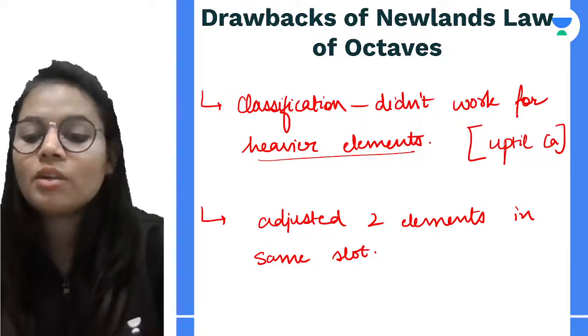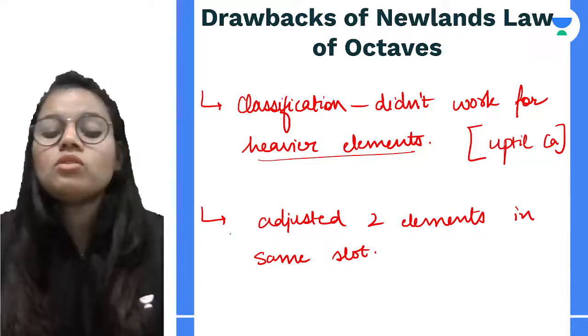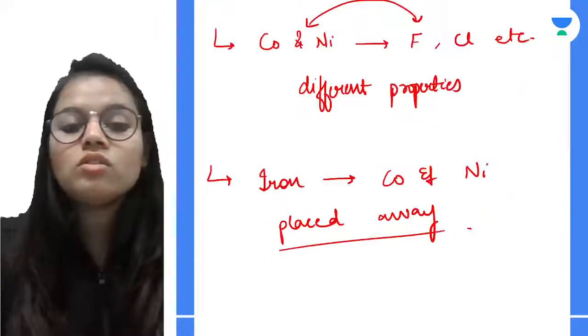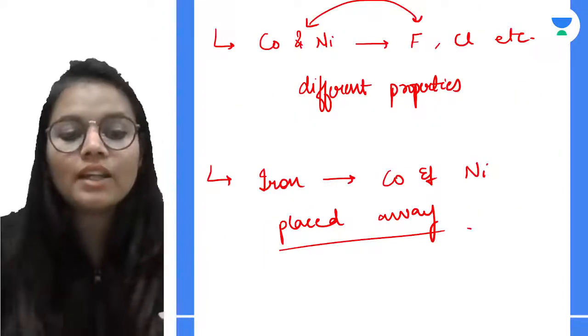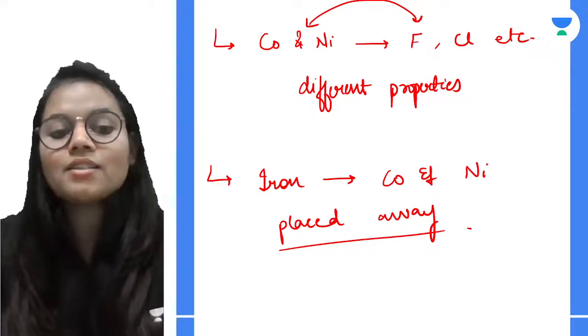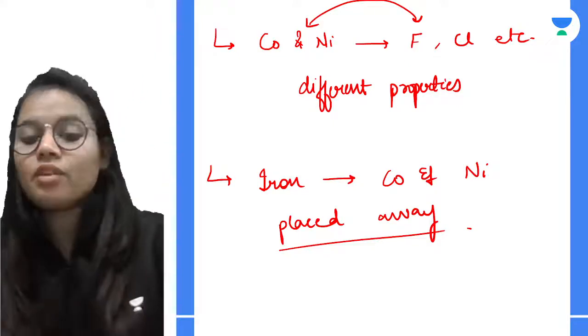He adjusted two elements, cobalt and nickel, in the same slot. So that is again also not possible. How can we arrange two elements at the same position? And also these were arranged with halogens, which had entirely different properties. Then iron, which had some properties similar to cobalt and nickel, was placed away from them.